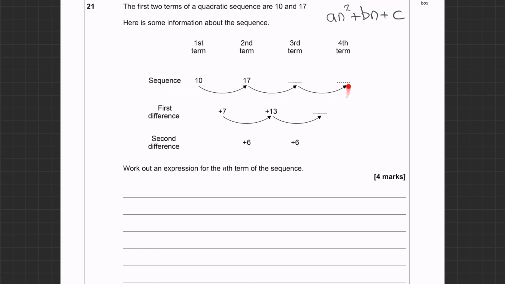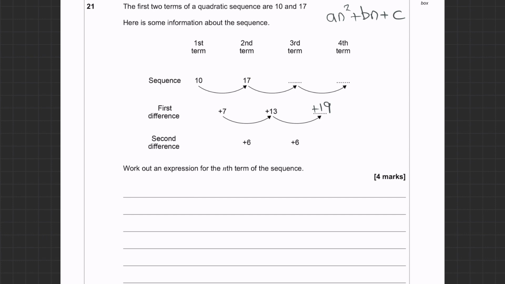Well, it's given us the sequence, the first difference of this, and the second difference. So this is the difference of this. So we need to fill in this information first, or we need to work from the bottom up. So you add 6 each time here. So 13, add 6 becomes plus 19.